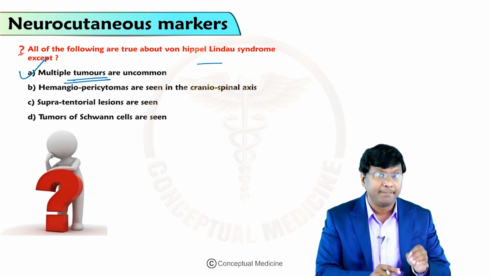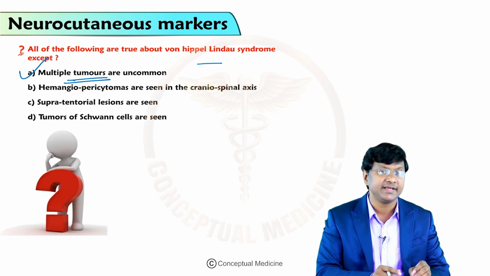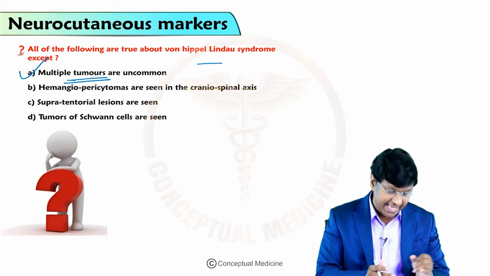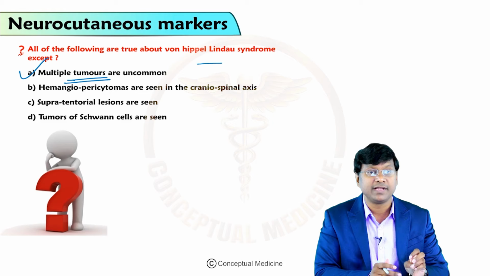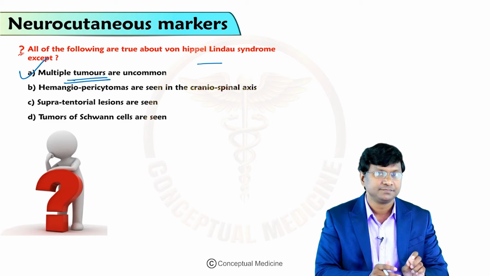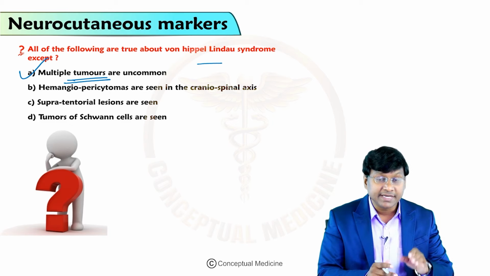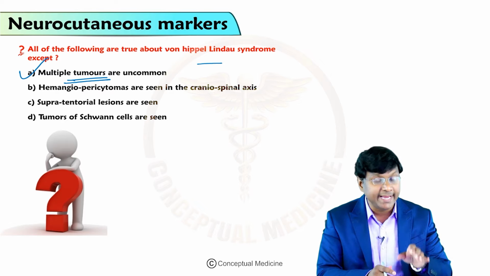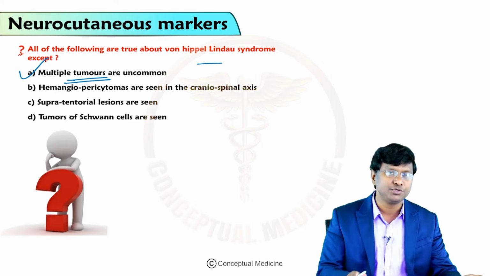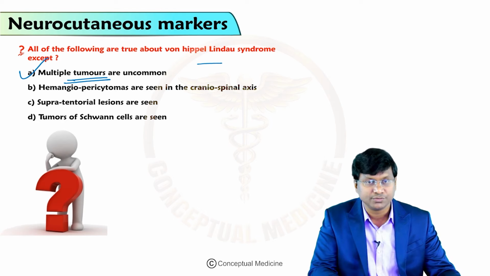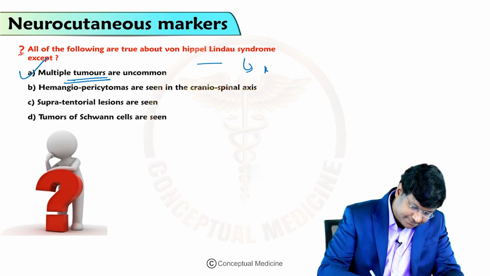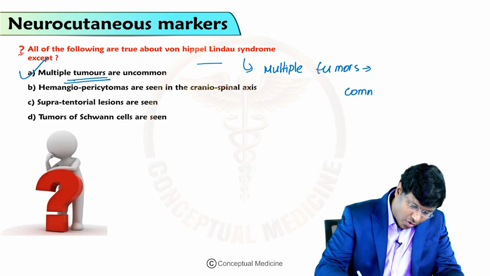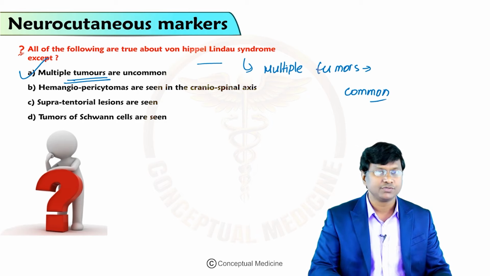So these individuals with von Hippel-Lindau have a predisposition to bilateral and multicentric retinal angiomas, and they will have CNS hemangioblastomas as well as renal cell carcinoma, pheochromocytoma, islet cell tumors of the pancreas, endolymphatic sac tumors. Multiple tumors are present in von Hippel-Lindau syndrome. So multiple tumors are common in patients with von Hippel-Lindau syndrome.